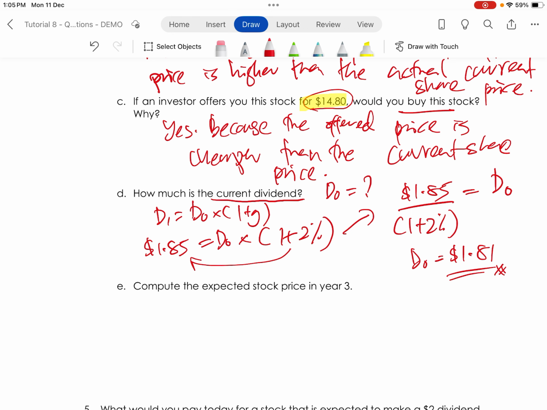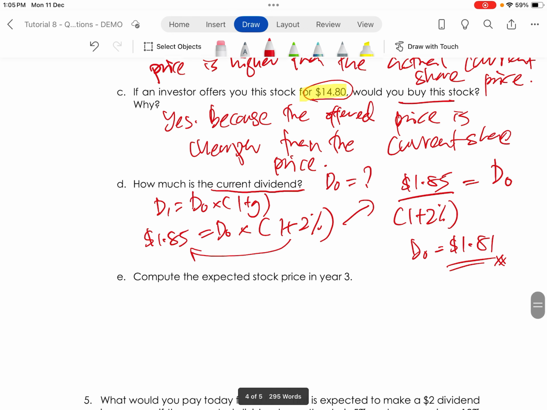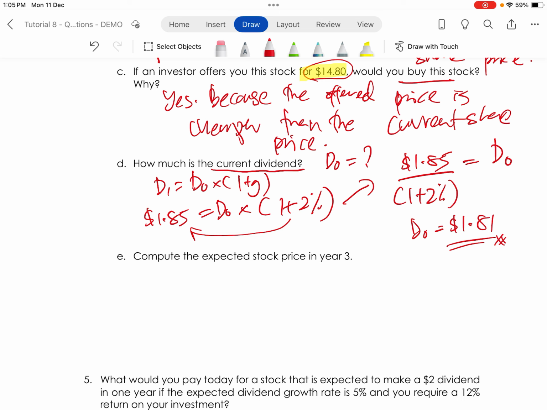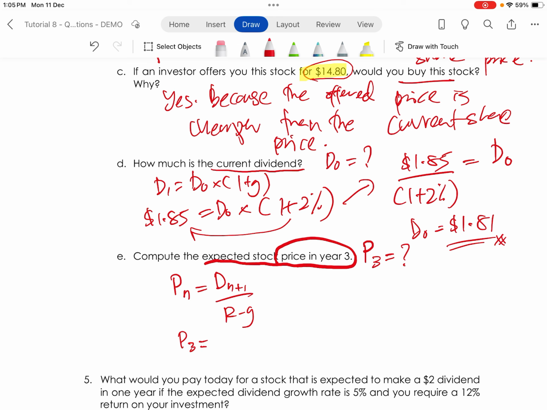Now moving on to the next one. Question E, compute the expected stock price in year 3. Since it's a price, it is P3. When you want to determine the share price, you use the share price formula, which is this one. To find P3, it must come from the dividend D3 plus 1, which is D4, 4 years. I will just write it like this, not to confuse you.